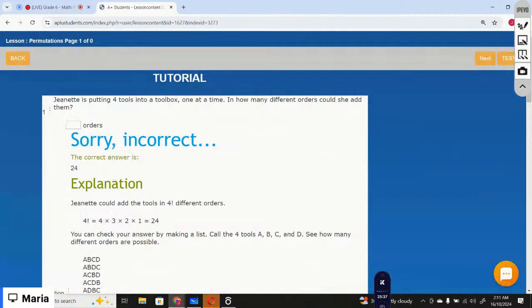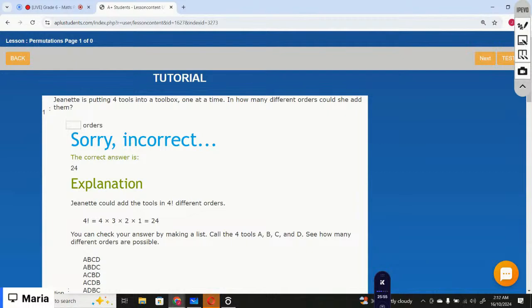Janet is putting 4 tools into her toolbox, one at a time. And how many different orders can she add them? So she is putting 4 tools, right? So you need to find how many orders she can add them. So whenever you need to calculate the orders, you have to do 4 factorial, right?